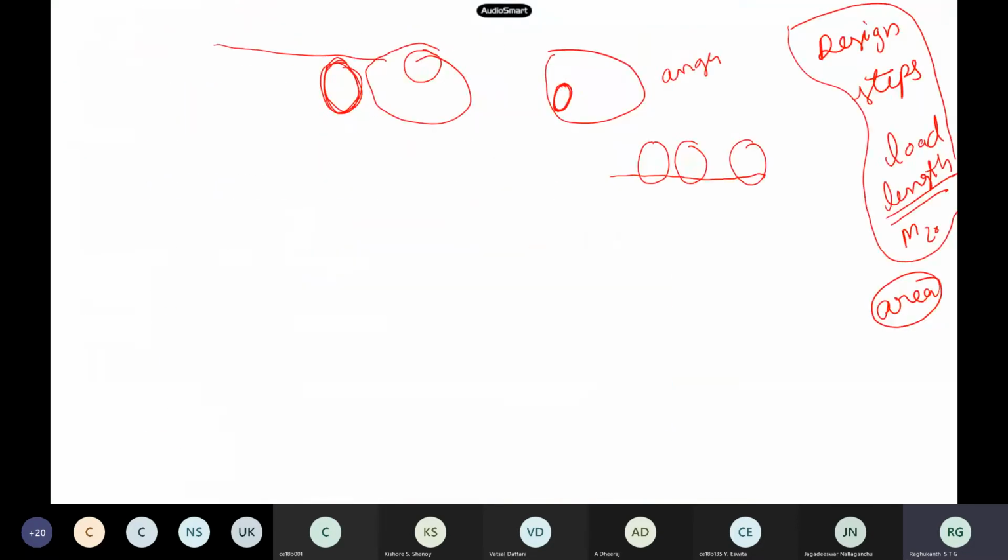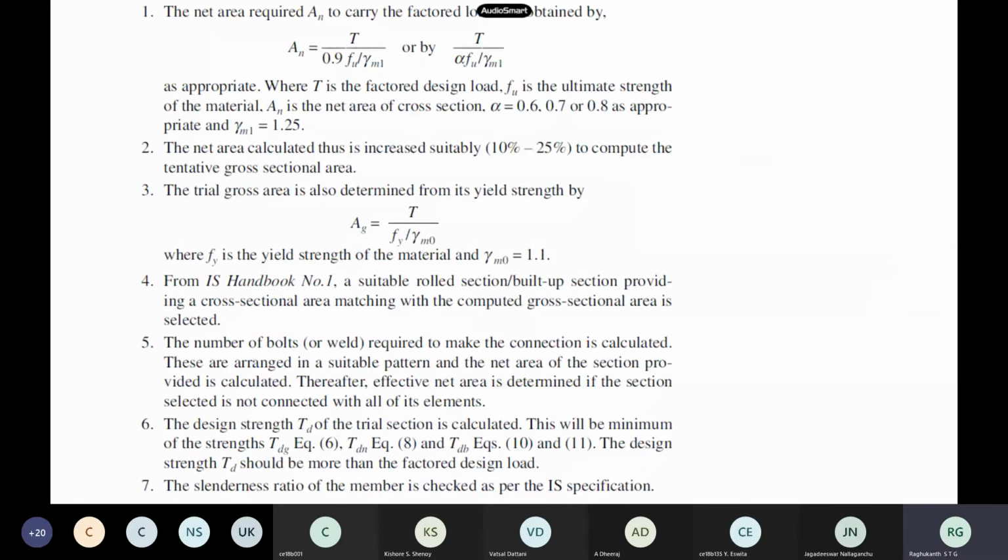So if you are designing this type of sections, you use T by alpha times Fu by gamma M1. For other sections, you use T by 0.9 times Fu by gamma M1. So this is the first step: get some approximate net area.